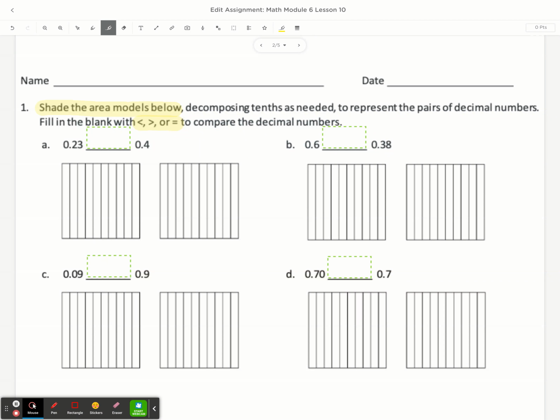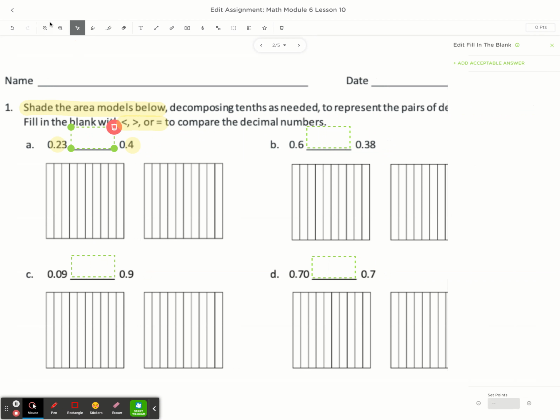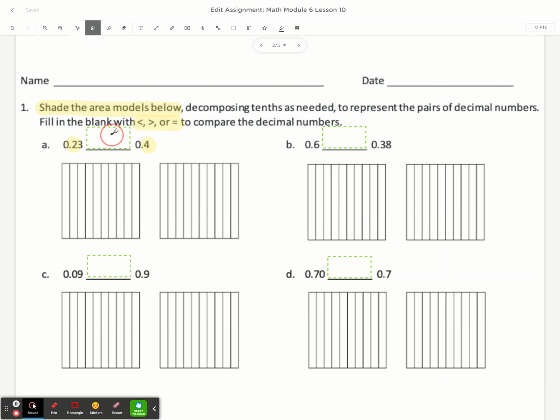I'm going to show you guys a little trick to help you out so you don't always have to shade in area models. The thing to do is, kind of like when you're comparing regular numbers, look at each place value first and always start with the first place value that you get to. In this case, the first place value after the decimal point. So let's look at the numbers in the tenths place. I have a 2 in the tenths place in 0.23 and a 4 in the tenths place in 0.4. Well, 4 is bigger, so that means that 0.4 is the bigger number.